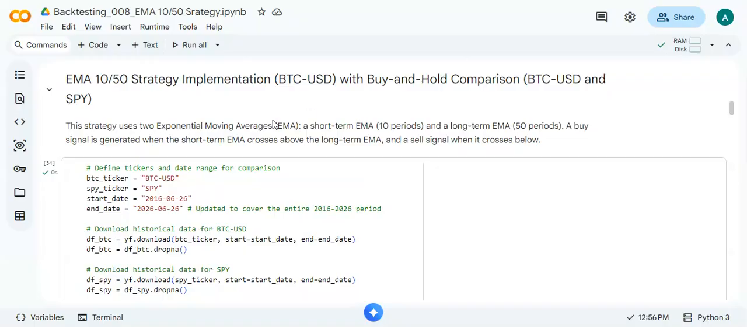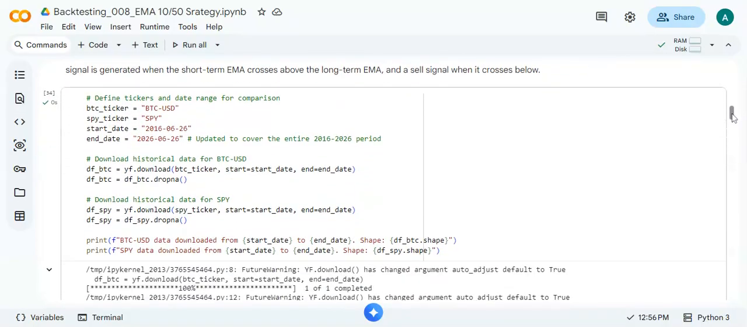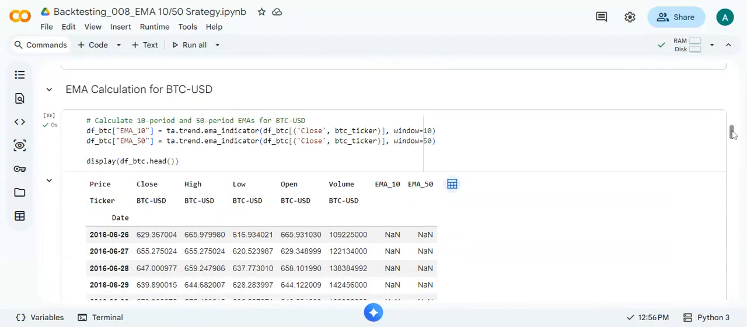Okay, so here is the definition of the strategy, and here are the key metrics. Again, we are using the Bitcoin USD pair. We compare it with the S&P 500. The time period is 10 years, 2016 to 2026, and I got the most recent data from Yahoo Finance. What we'll do next, let's skip this part.